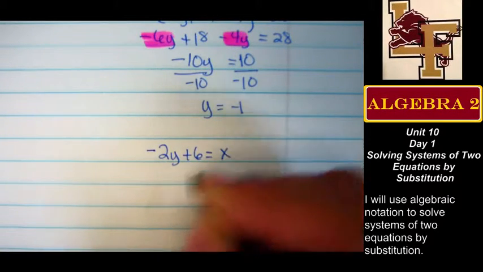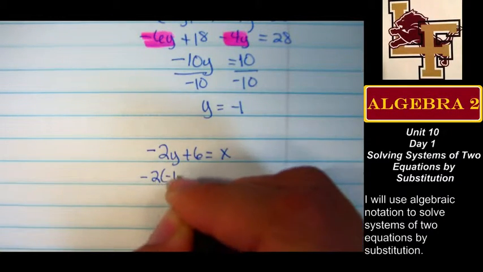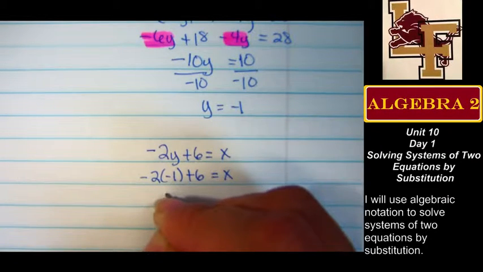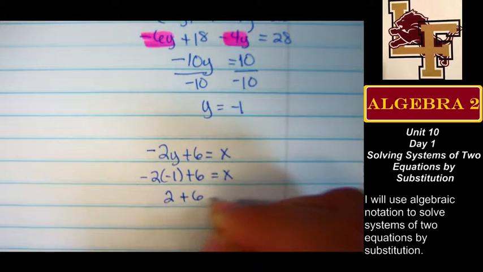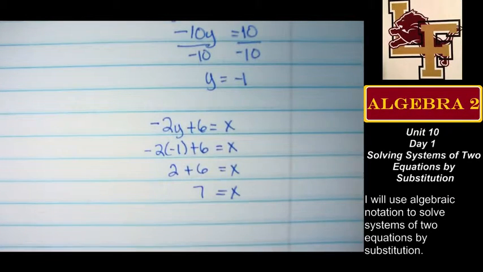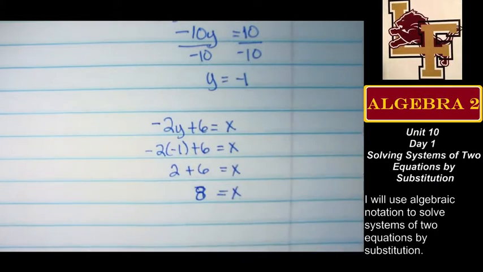I'm just rewriting things so we can see what I am doing. Negative 2 times negative 1 is 2. 2 plus 6 is 7. Wait. Oh.